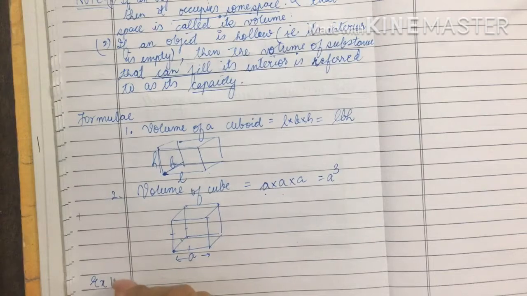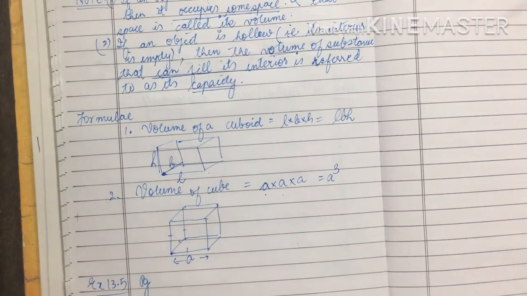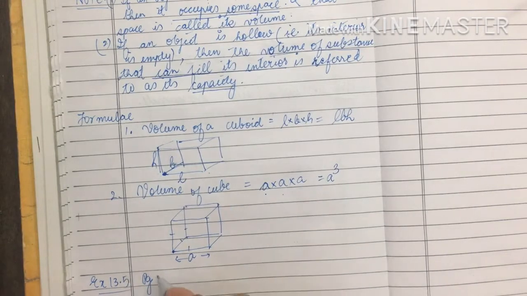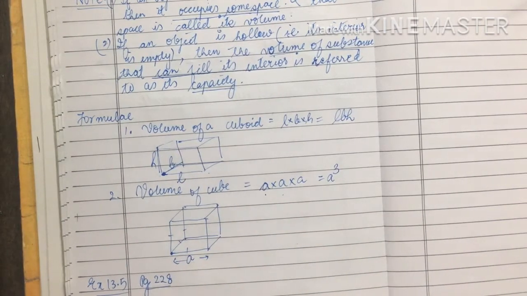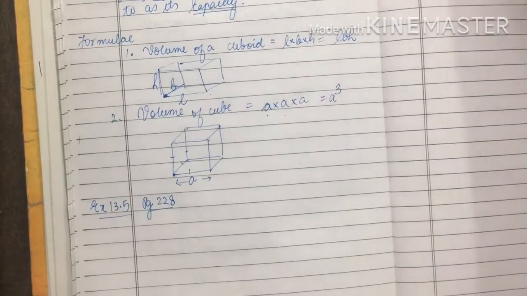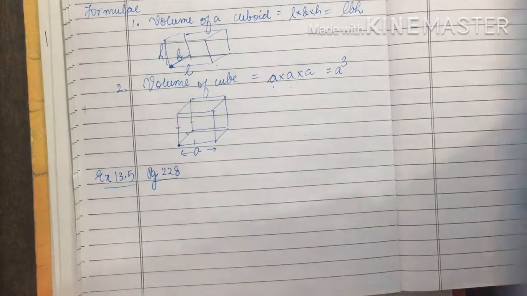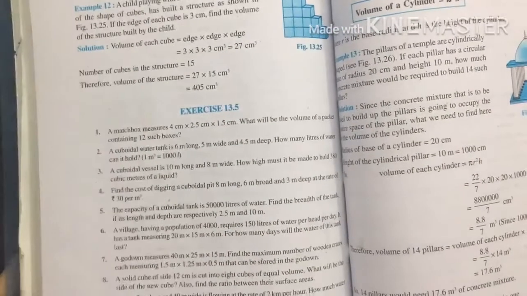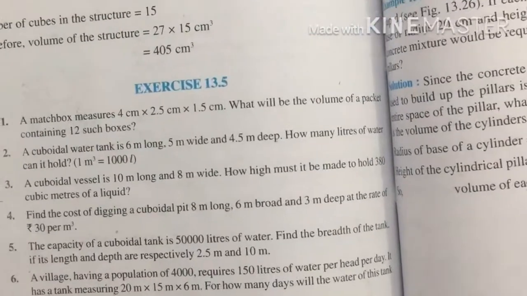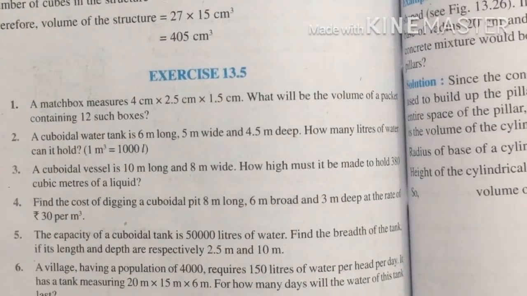Now let's begin with the exercise 13.1 on page number 228. Again, we will be changing the order of the questions a little. We will be starting with the easier ones and doing the little complicated ones afterwards. So first question, let's take a look. So this is the first question that we have.